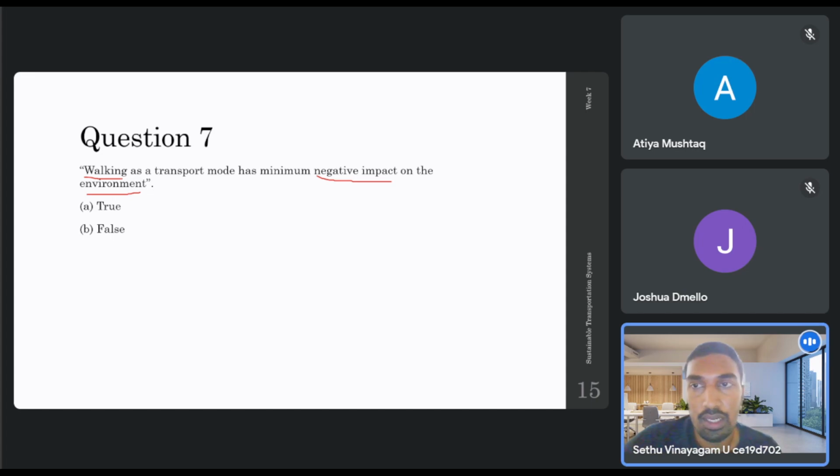It's not possible to walk longer distances, but surely if we plan the transportation modes and also the land use accordingly, walking can be encouraged for carrying out most of the regular activities. Therefore, walking will help in achieving a more sustainable transportation system. So therefore the given statement is correct.